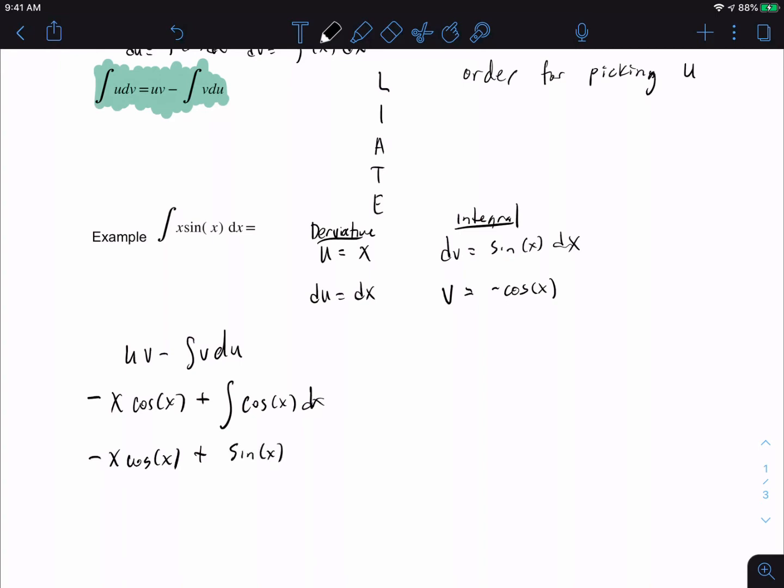Now we're dealing with indefinite integrals here. We don't have an upper and lower bound, and since we don't have an upper and lower bound, what do we need? Plus c. That's our solution. Are we all right? Yes. Okay, cool.